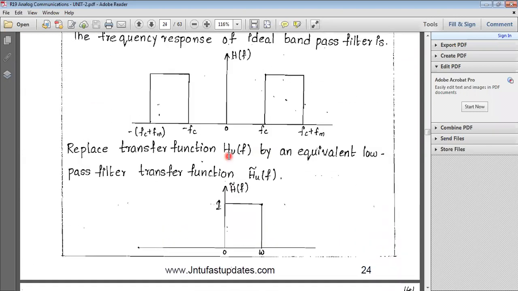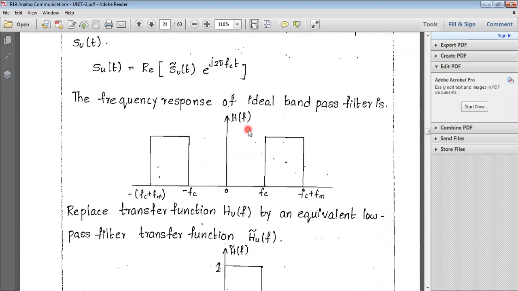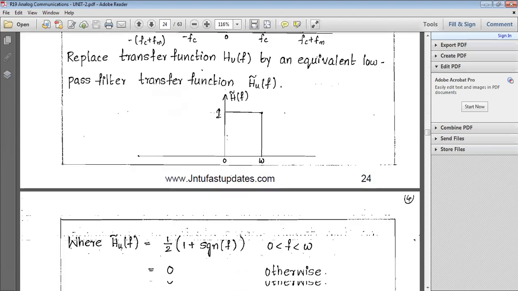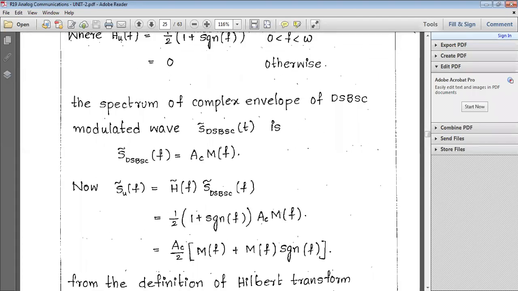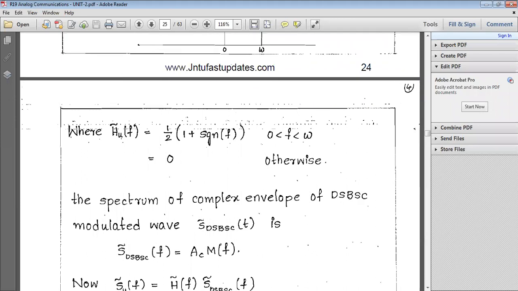Here you must remember the notation. H of f is considered as the band pass filter transfer function, and H envelope of f is considered as the transfer function for the low pass filter.